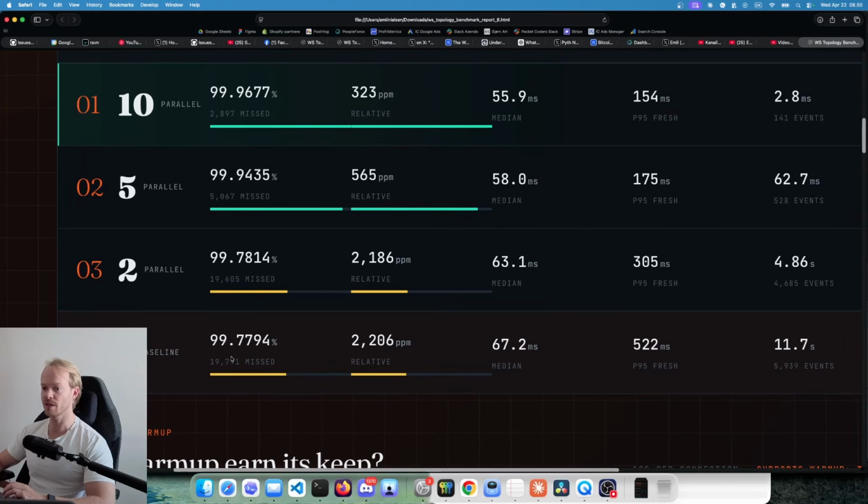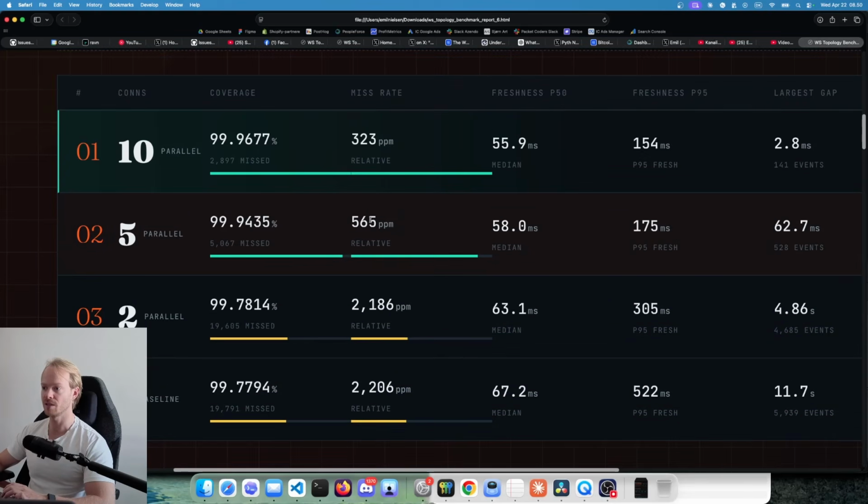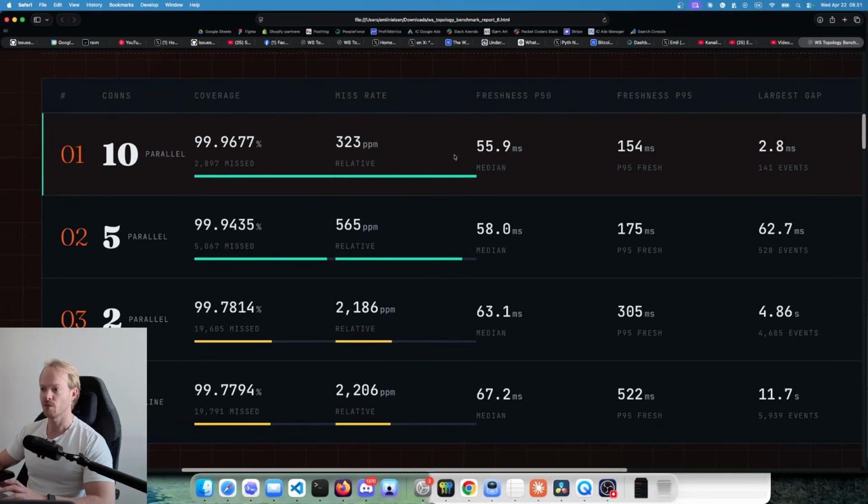But if we increase that to 2 parallel connections, it's almost no difference. The main difference actually happens when we have 5 parallel connections. We decreased the miss rate from about 2,200 to 565 parts per million. And if you increase that from 5 to 10, we reduce it even further. So more connections does increase the coverage, and you will get more data coverage by increasing it. So that's about the coverage of the data.